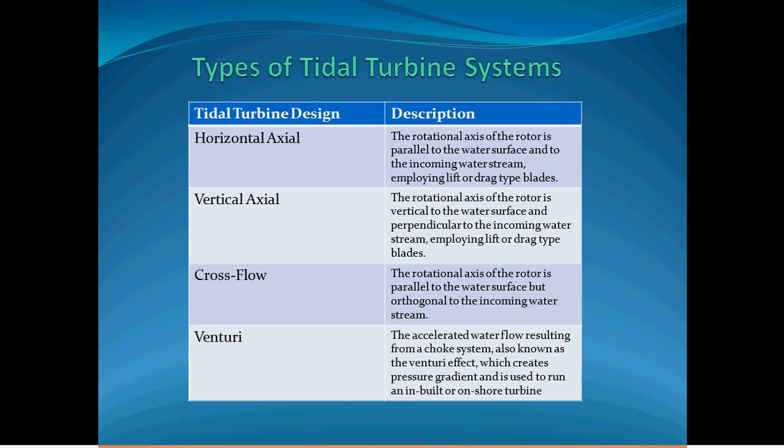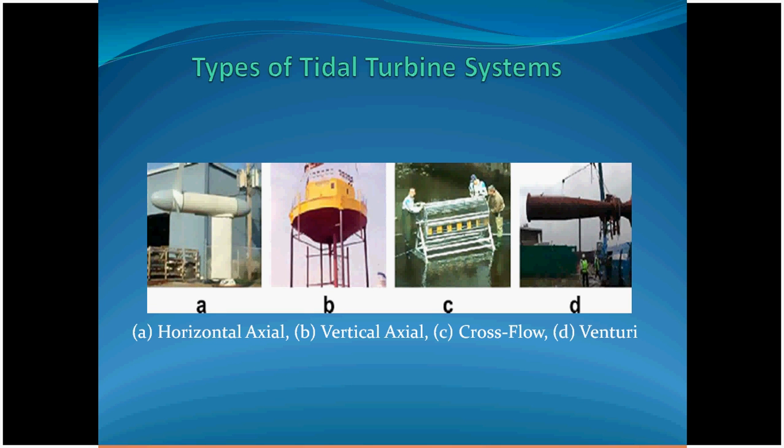Another design is the crossflow. In this design, the rotational axis of the rotor is parallel to the water surface but orthogonal to the incoming water stream. The last design is the venturi. The venturi uses an accelerated water flow caused by a choke system. This creates a pressure gradient leading into a turbine. This slide shows all the various designs that I've just mentioned.